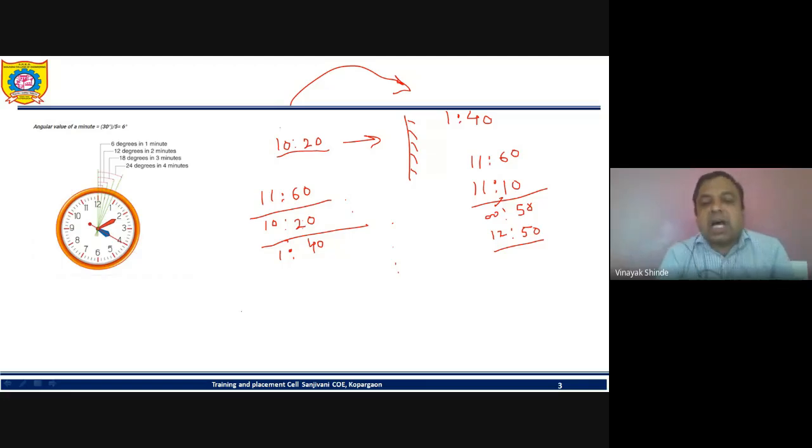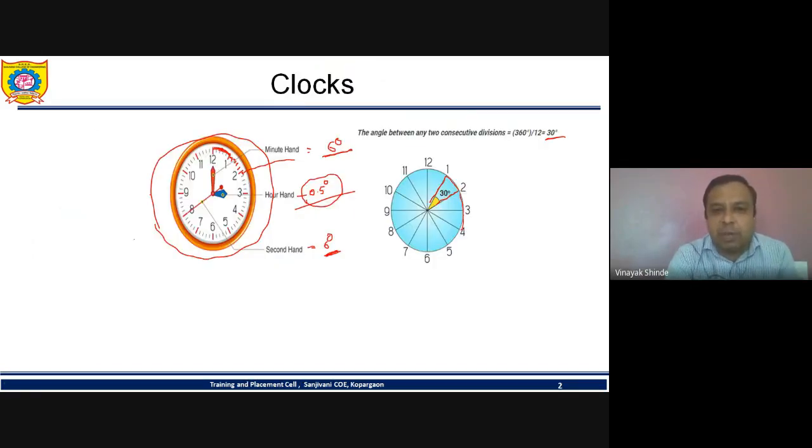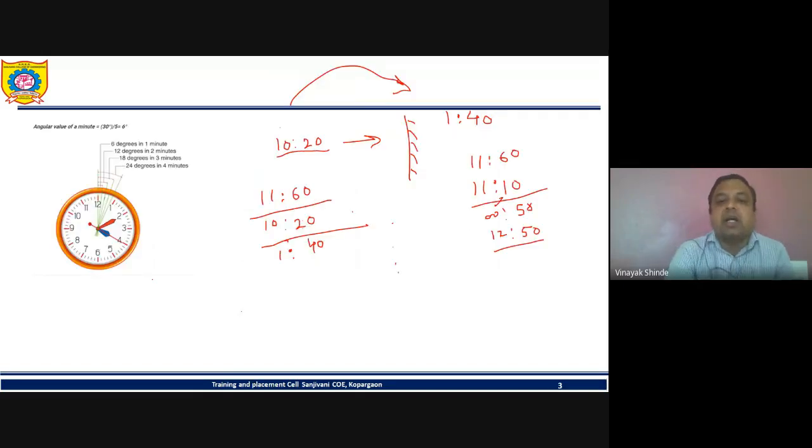Another type of question asked in aptitude is the angle between the minute hand and hour hand. A time is given to you, such as 2:40, 4:30 or 6:30, and you need to find the angle between the minute hand and hour hand. If you remember these specifications and apply the logic, you can get the correct answer.